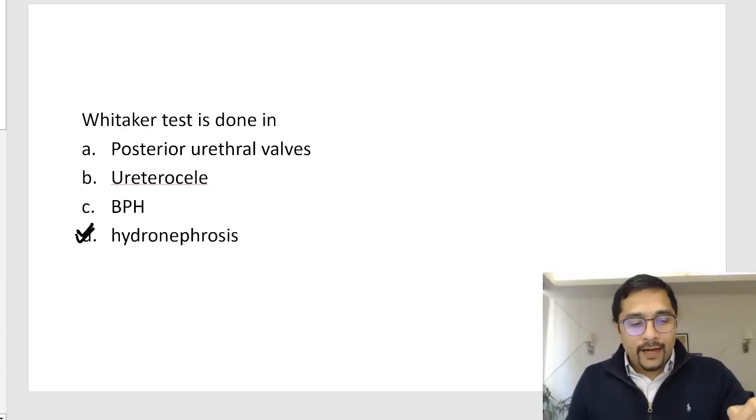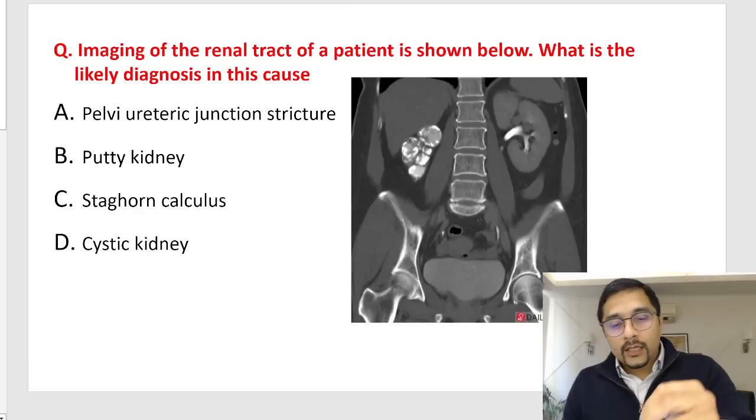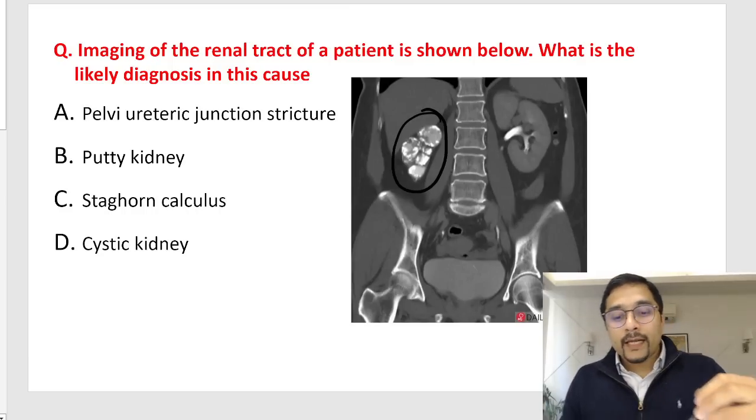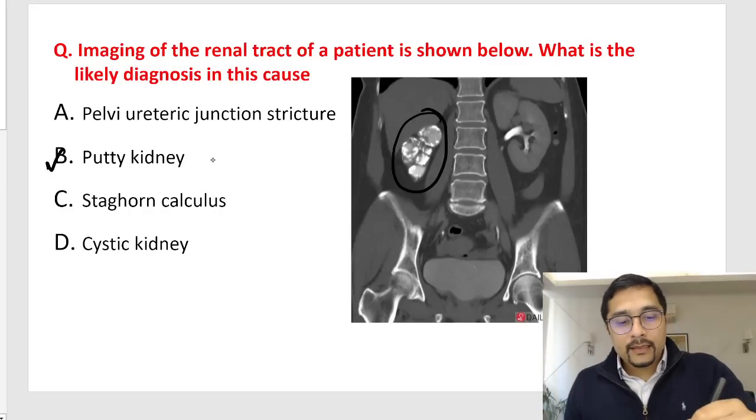Whitaker test, this is just a factual question which has been asked once. It is done in hydronephrosis. Imaging of the renal tract is done and it is shown below, what is the likely diagnosis? So here you can see a kidney where there is calcification. So such a calcified kidney is known as a putty kidney, and this is seen in tuberculosis of the kidney.